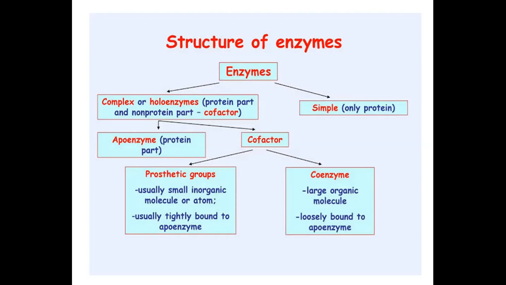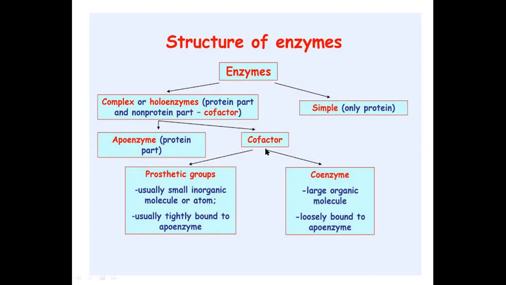Holoenzyme is such a complex type of enzyme, where the protein part and the non-protein parts are involved. If I focus on the holoenzyme, we can see that two factors are there. One is apoenzyme and one is cofactors. What is apoenzyme? Apoenzyme is nothing but the protein part of the holoenzyme.